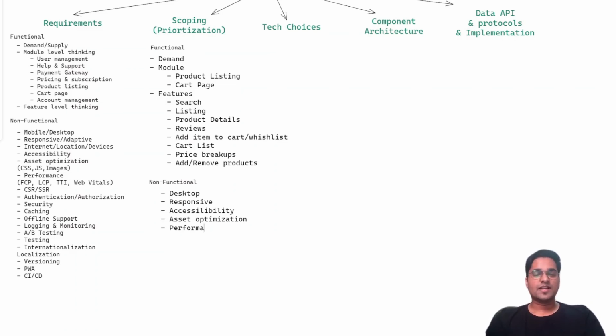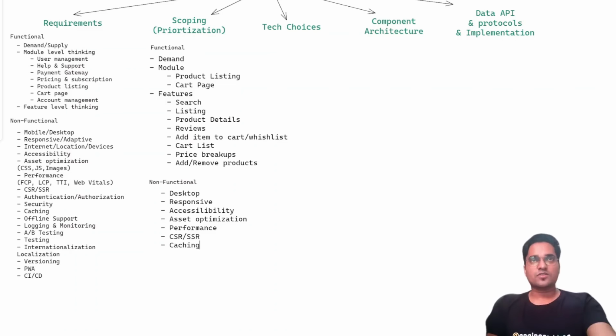What are the other things our interviewer might be interested in? Maybe he wants to discuss CSR and SSR, client side rendering and server side rendering, and the most popular stuff related to caching, right? How you are going to cache your application, or all sorts of things he might be interested in. So with this, we have scoped our requirements, and now it's time to dive deeper. Our functional and non-functional requirement scoping is ready, and we are done with that.